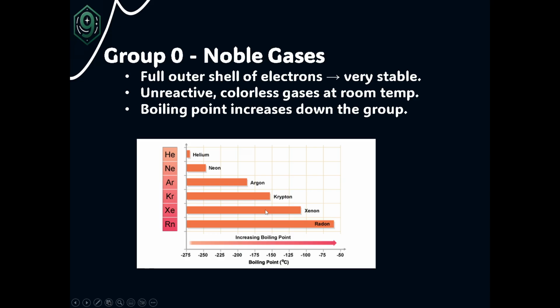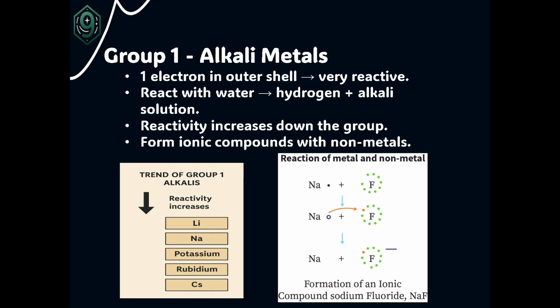Because they don't react much, noble gases are useful, like helium in balloons, neon in lights. They're basically chemistry's introverts. Now let's talk about the opposite of chill, the alkali metals. These are the ones in group 1.